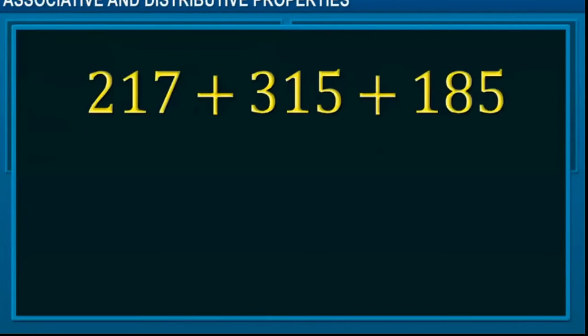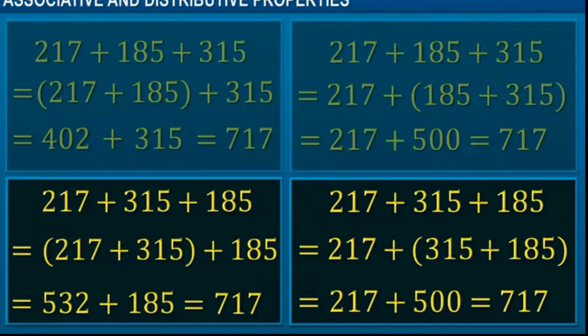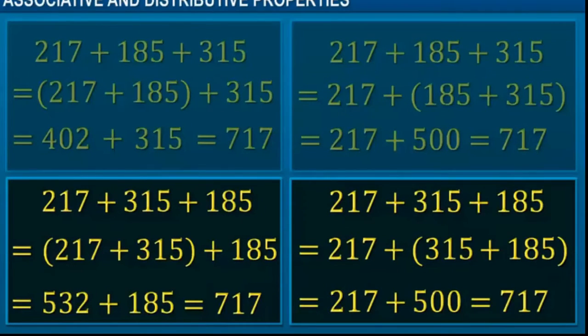Whole numbers can also be added in any order. In both cases, the sum obtained is 717. Thus, while adding whole numbers, they can be grouped in any order.